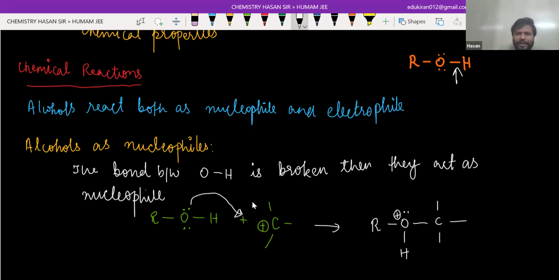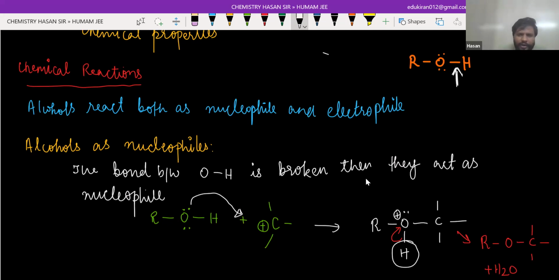And at the end, you know what will happen? Since oxygen has positive charge, it is highly unstable. So in order to stabilize itself, oxygen will take electron from hydrogen, and you will be getting ROCC like this. Are you getting my point? And H2O will be eliminated. Is that clear? So basically, all I want to say is that if alcohol is there and you're going to break this bond, you can see this bond is broken, right? So in this case, it will be acting as nucleophile.